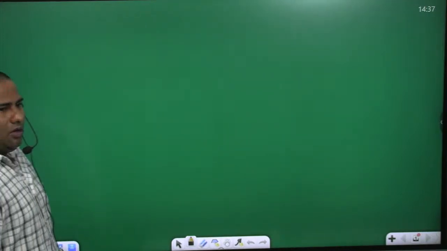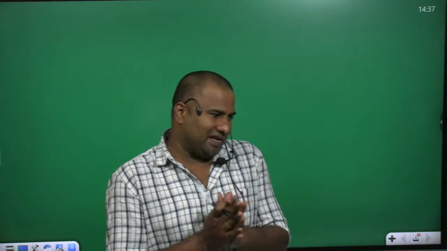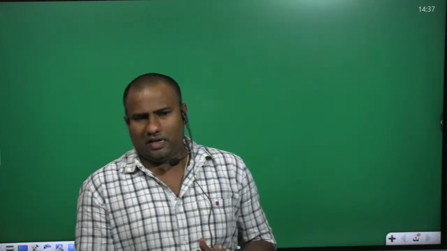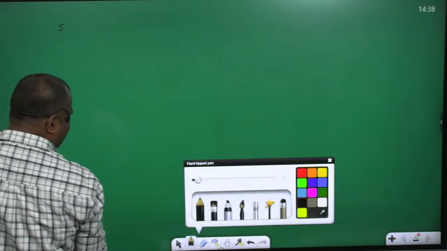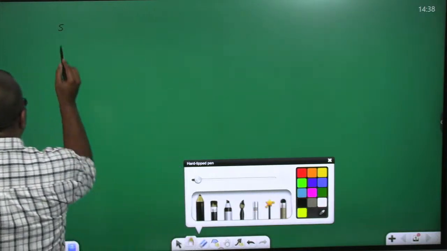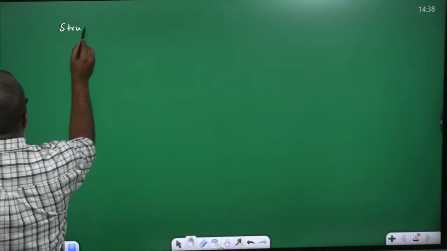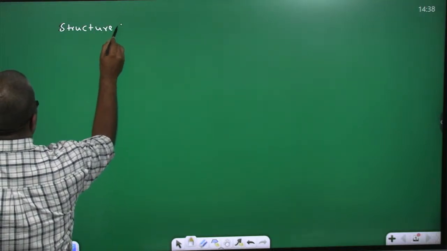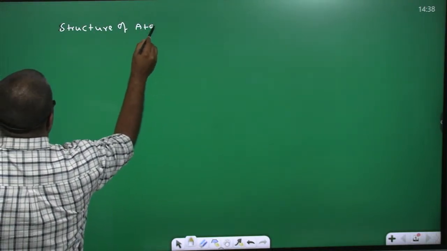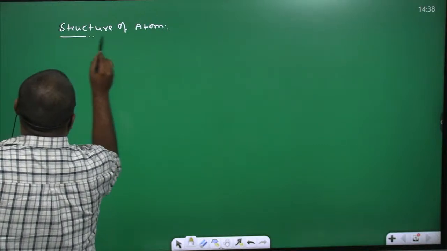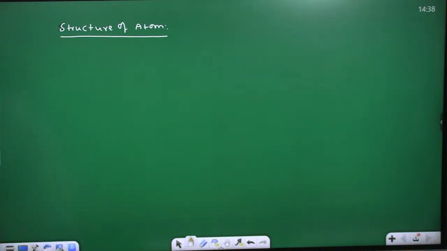See, we have the physical chemistry. First chapter is structure of atom. In structure of atom, what are the formulae we have? We are going to find. Okay, first one is structure of atom, also called atomic structure. In structure of atom, we are going to classify into different parts.